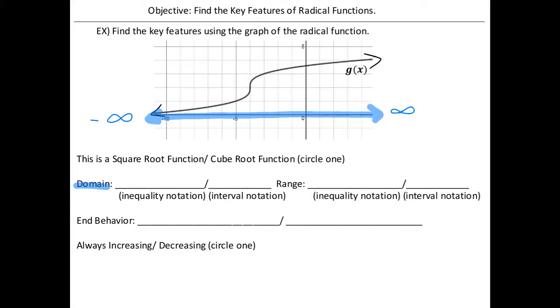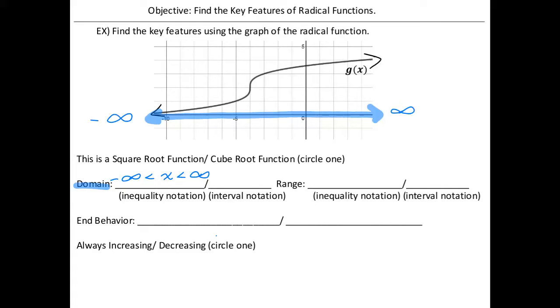So the way we write this is in inequality notation, we have the less than and greater than symbols. So I'm saying all of my x values are in between negative infinity and positive infinity. So we write that as negative infinity less than x less than positive infinity. So all of my x values are in between negative and positive infinity. It's all real values, okay?